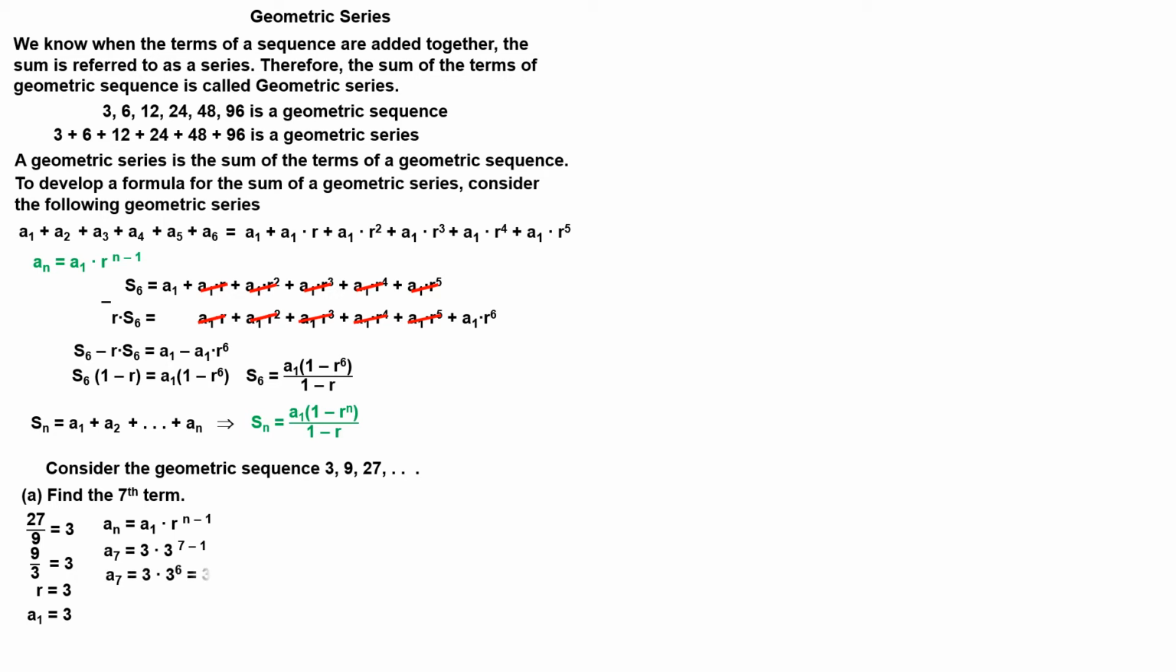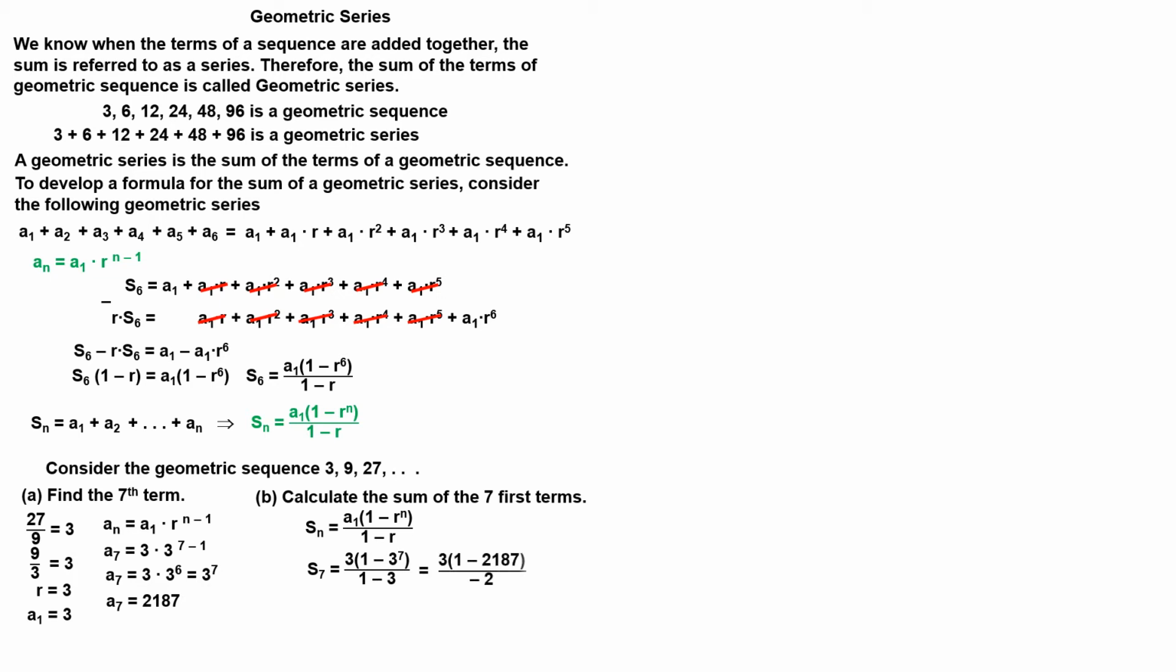The 7th term is 3 raised to the power of 7. To find the sum of the first 7 terms, take the formula for the sum of a geometric series, substitute the known values, and perform the calculations. It's done.